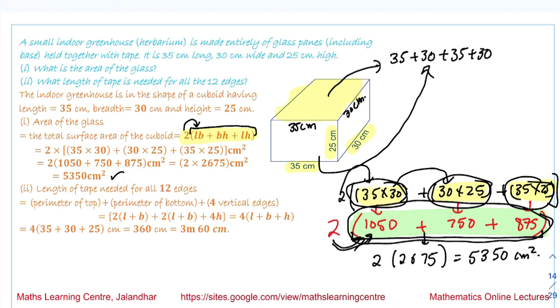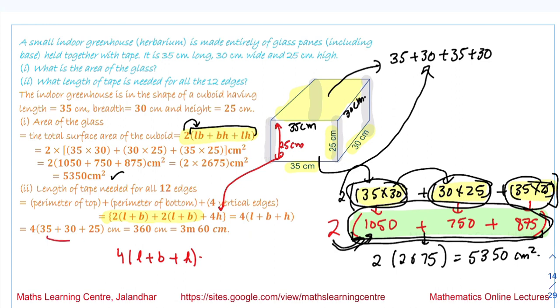So what we get is that the length of the tape required for top and bottom portion, it is 2 times L plus B plus 2 times L plus B, and then we are left with 4 edges over here. These are the 4 edges, 1 2 3, and 1 edge will be over here. So these are the 4 edges we are talking about, and the height of this panel, it is 25 centimeter. So we are saying it is 4 times the vertical edges. So the final answer we will get, it is 4 times length plus breadth plus height.